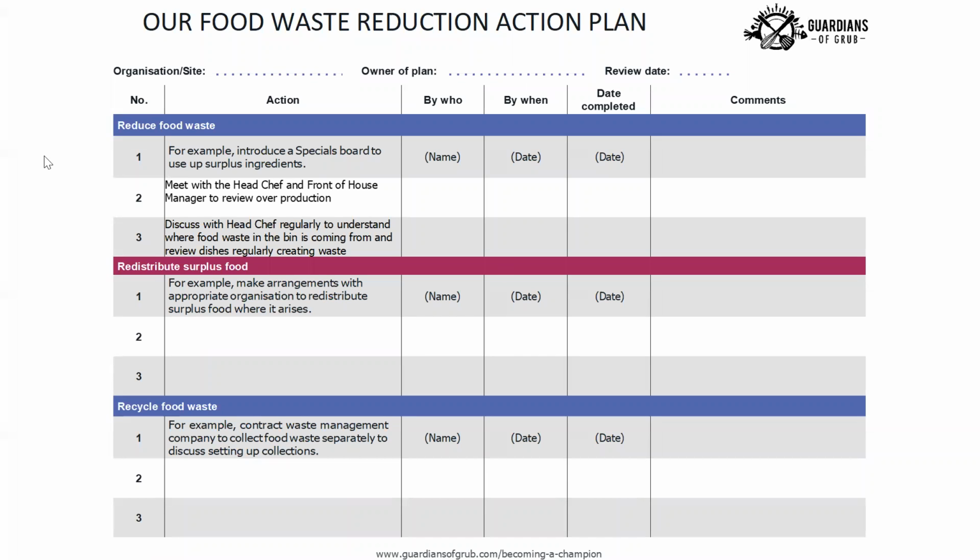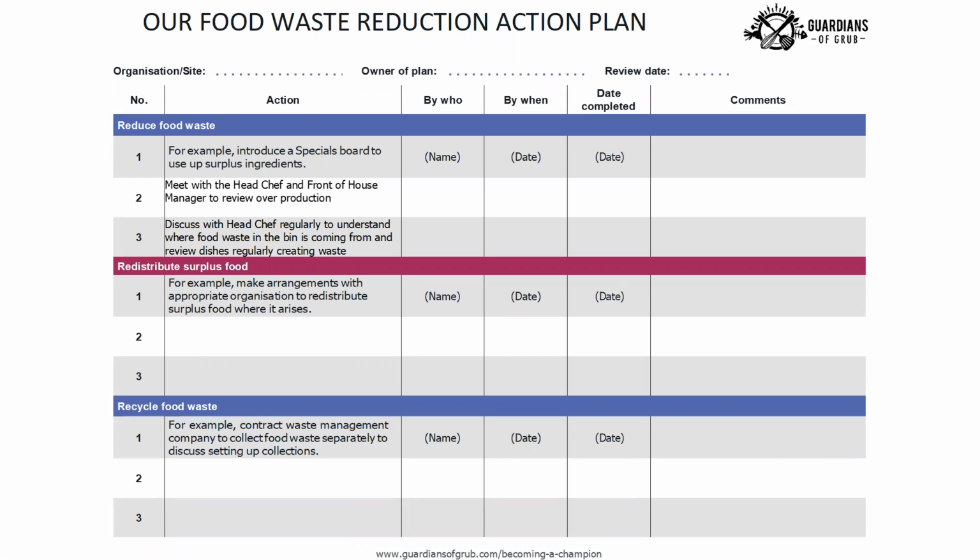Hi, and welcome to this short tutorial on our food waste reduction action plan. Probably the most important tool in the kit in your fight against food waste.